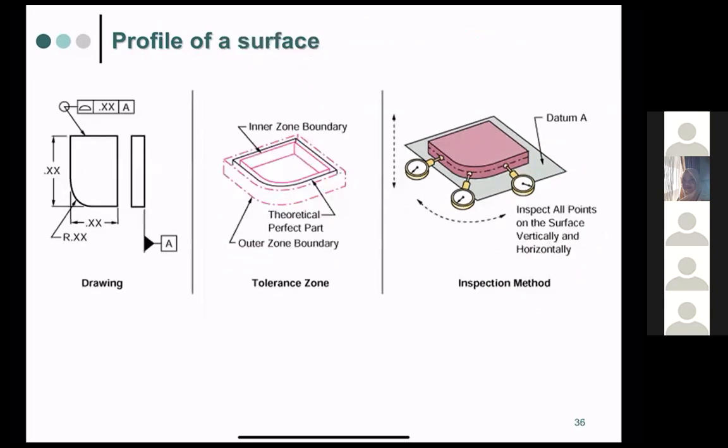However, the second one is profile of a surface. We try to check it in 3 dimensions. So we inspect all the points on the surface vertically and horizontally, so it looks like a volume, or 3 dimensional. Okay, the black one is the real surface, and the imaginary one is the pink one. So as long as it is between the pink ones, within the tolerance zone, it is still okay, and it's still within specification.